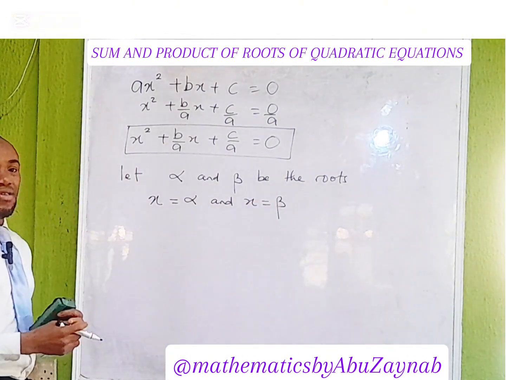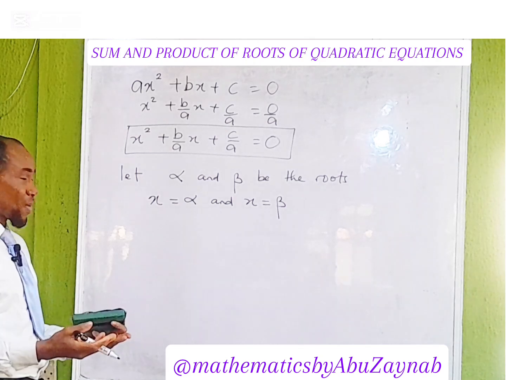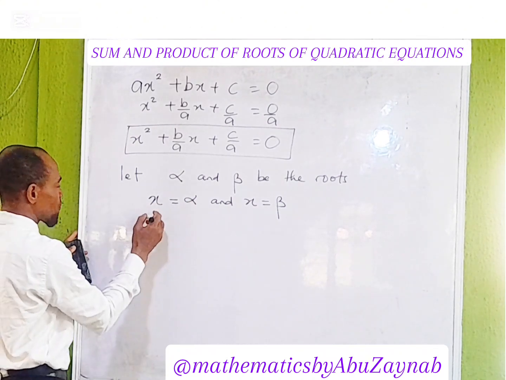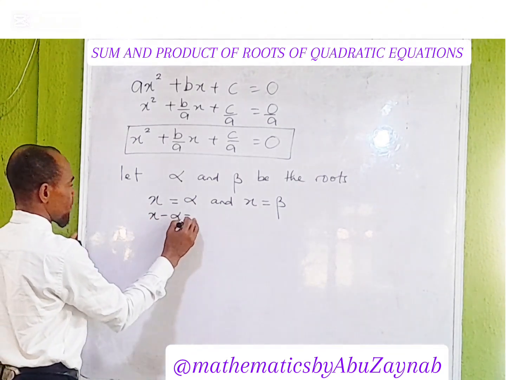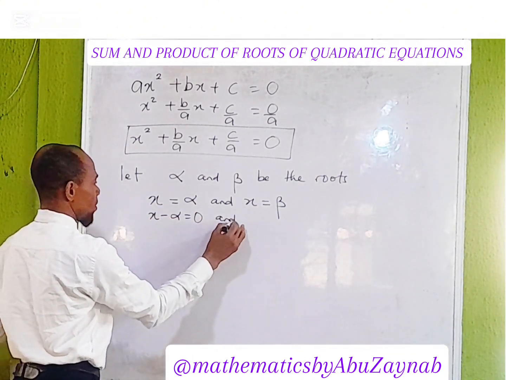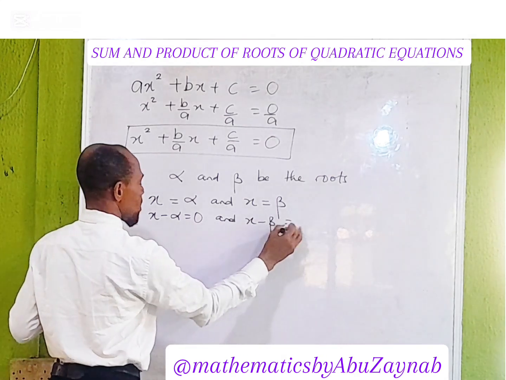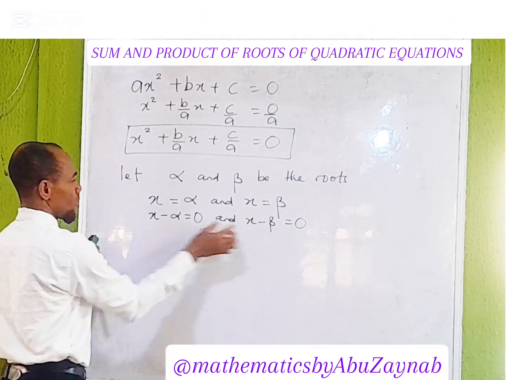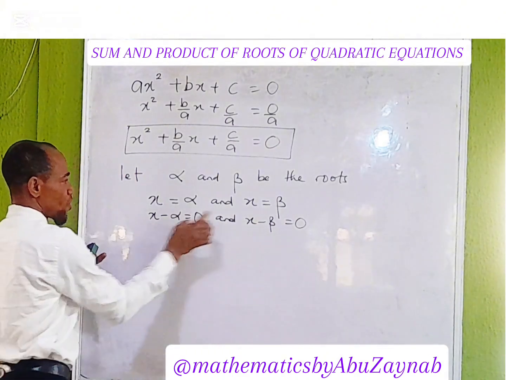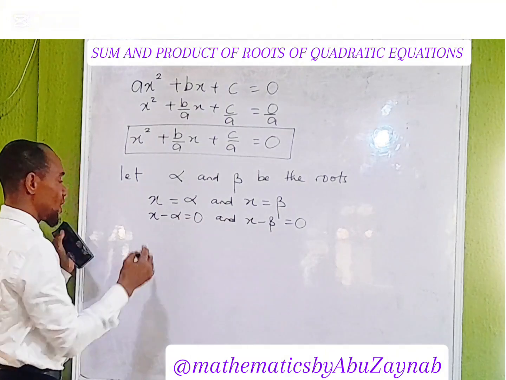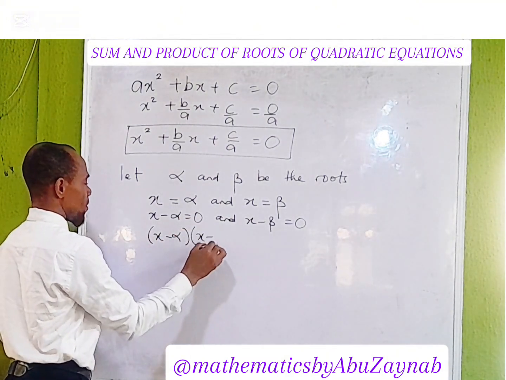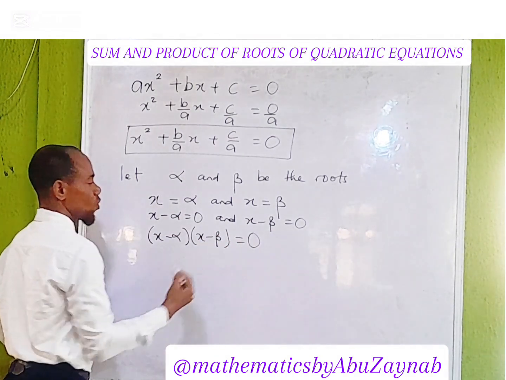Remember, in the previous classes, we said x equals a particular value or x equals another value. So working backwards now, this means x minus alpha is 0, and also x minus beta is 0. Now, if each term is 0, it simply means the product of the two will also be 0 necessarily. Hence, x minus alpha times x minus beta will also be 0.